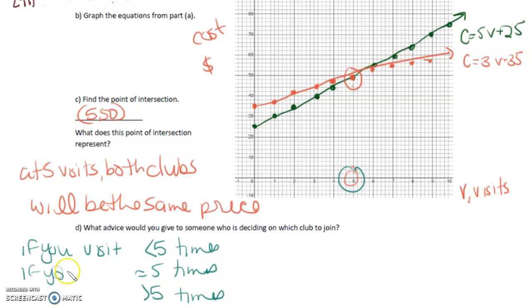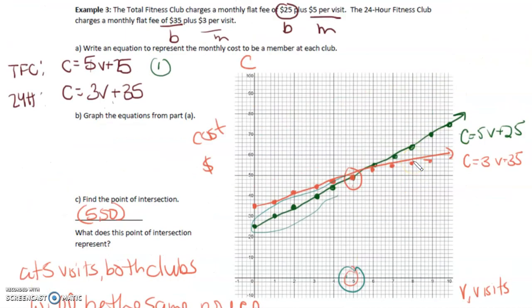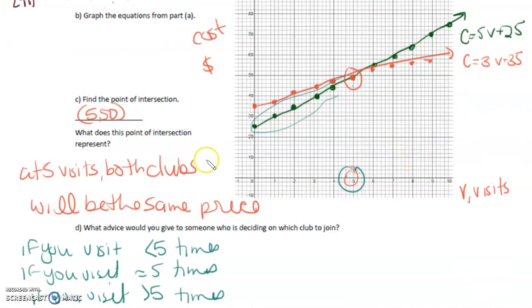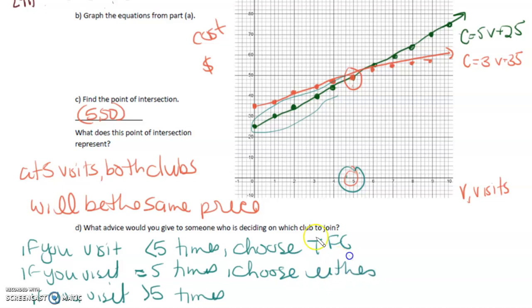If you visit, what we're looking for, on this cost axis, is the lower one, okay? So less than 5 times, I would go with the green. So I would go with TFC. Choose TFC. Now, equal 5 times, we know that's the break-even point, so choose either. Okay, and it's going to be the same price.